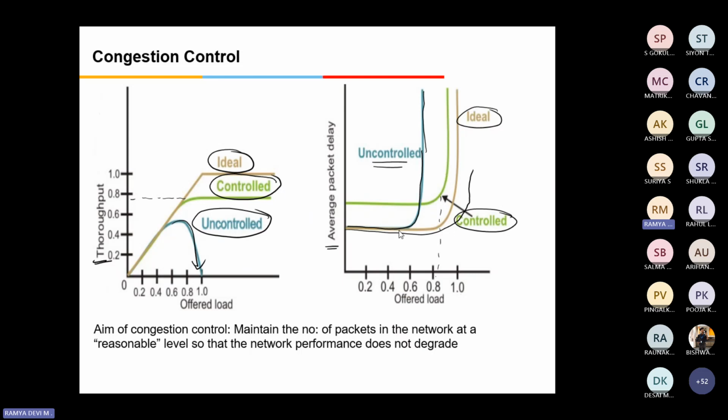If it is not controlled, definitely the delay increases. The packets are always there in the router between the sender and the receiver. Sometimes they will be discarded, sometimes they will trigger the retransmission. So the delay becomes very large. Right?